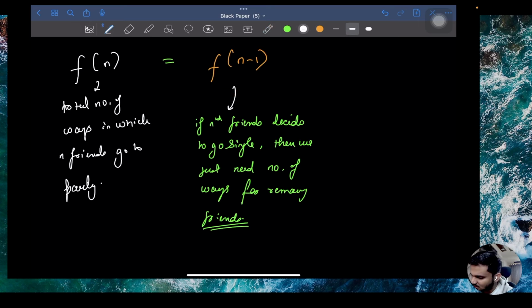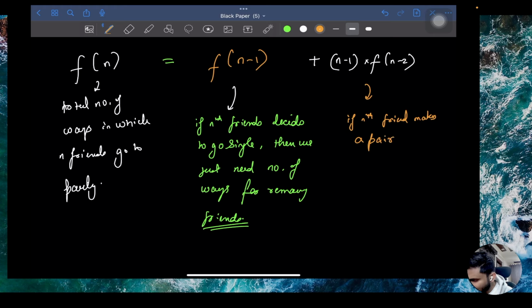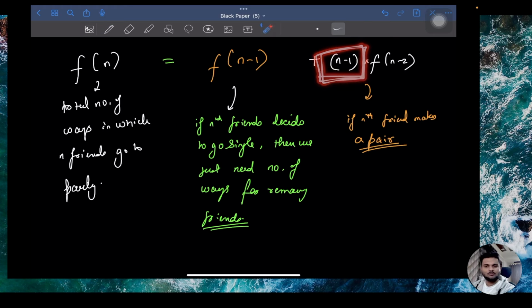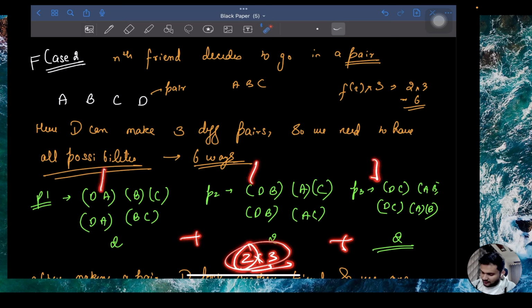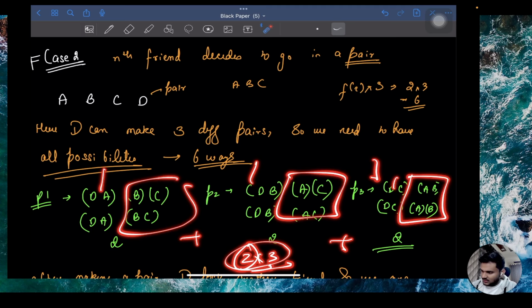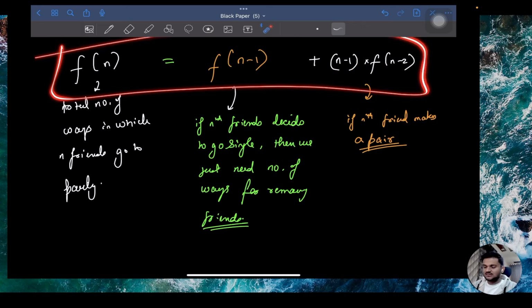This was the contribution when the nth friend goes single, plus n minus 1 into f of n minus 2. This is if the nth friend makes a pair, right? And let me repeat again, why are we having n minus 1? These are the total number of ways in which he or she can make a pair. And once one pair is decided, you are left with n minus 2 friends. Now their possible rearrangements are going to be attached with your choice. So if you made a choice that I want to go with A, then the total possible arrangements of the remaining n minus 2 elements, you are always going to be with them, right? So 2 plus 2 plus 2 is technically 2 into 3 times, because there were 3 possible ways to make a pair. And with every pair there are two choices, because there are 2 friends only left. That leads us to n minus 1 into f of n minus 2. And this is the recursive relation that you can get.